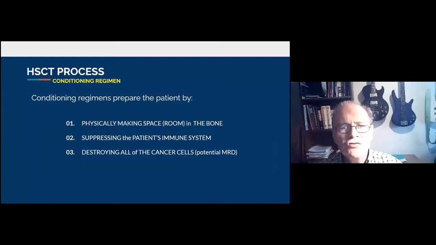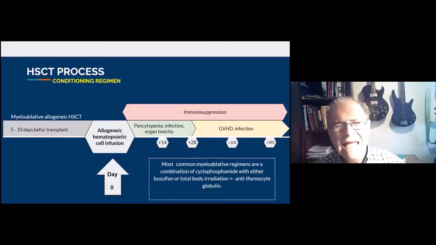The conditioning regimens prepare the patient by physically making a space, room in the bone, and suppressing the patient's immune system to avoid rejection, and destroying all of the potential cancer cells, potential minimal residual disease. Here you can see the process where the conditioning regimen, in this case, is myeloablative allogeneic hematopoietic stem cell transplant. Five to 10 days before transplant, the patients receive chemotherapy with or without total body irradiation and sometimes anti-thymoglobulin.